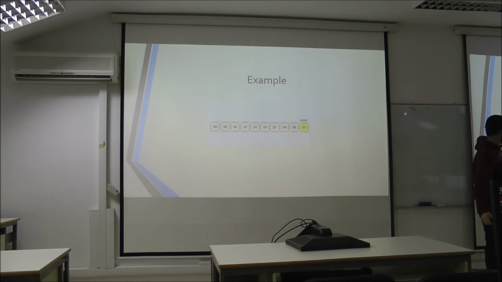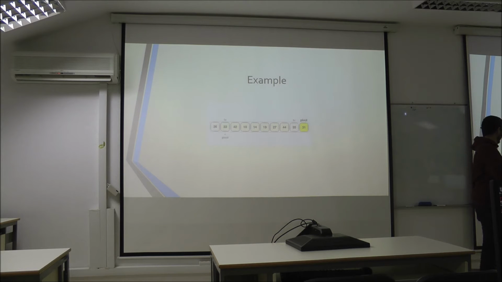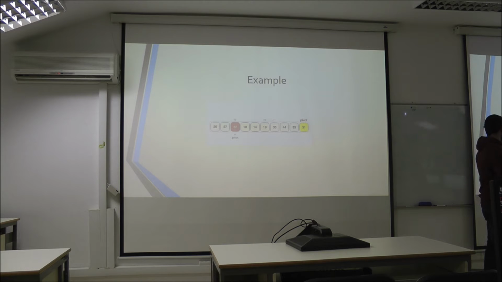So this here is an example. It shows the last one as a pivot, and then it will compare to the other numbers in the array and swap, as you can see.